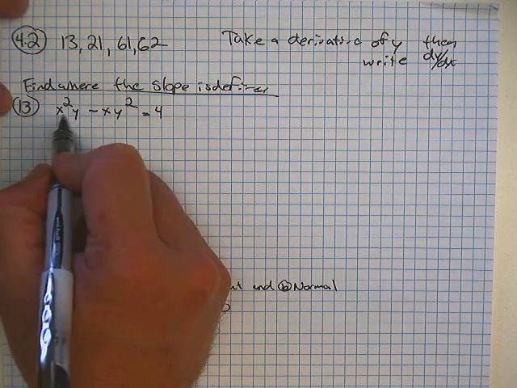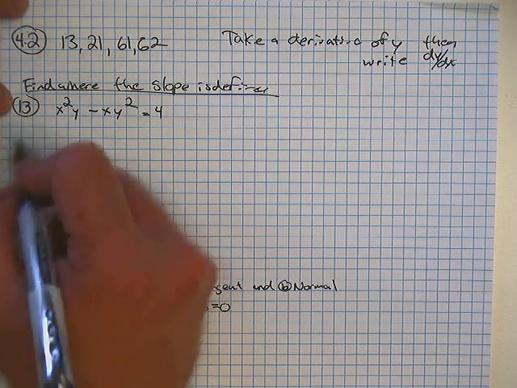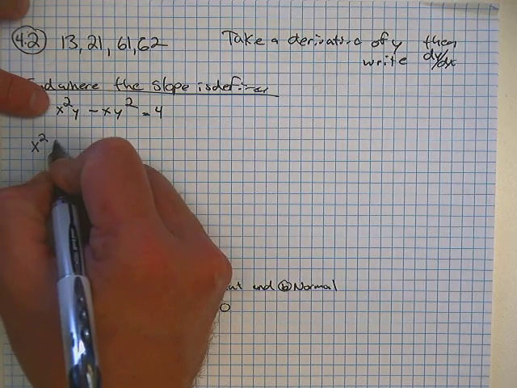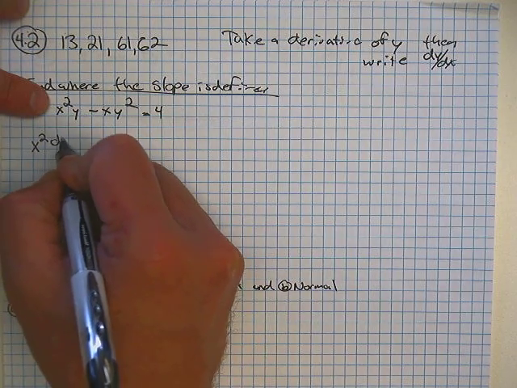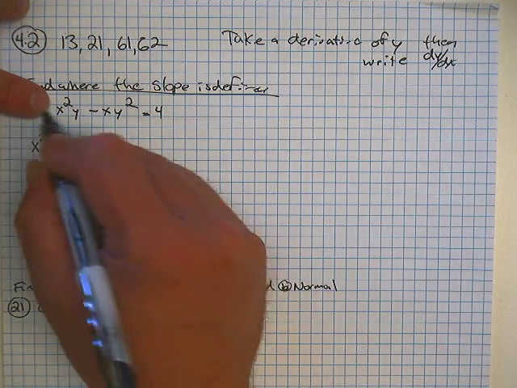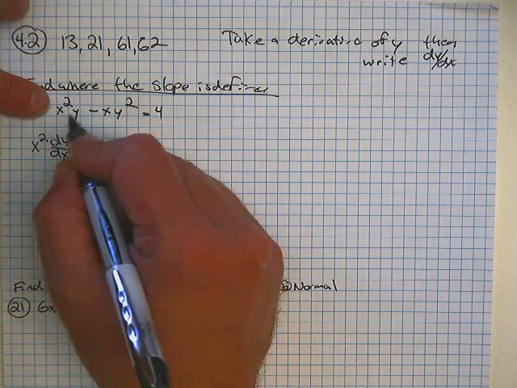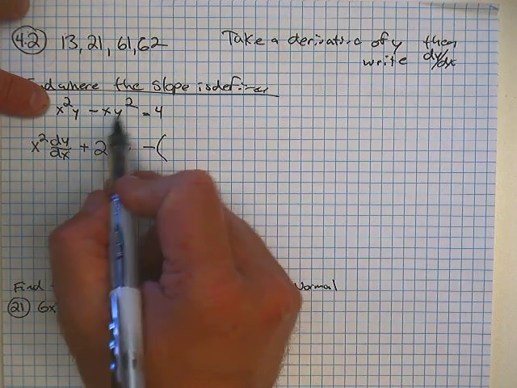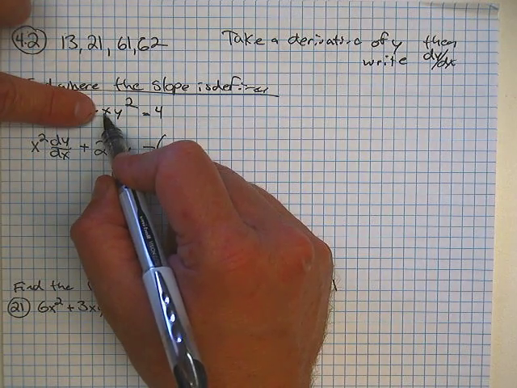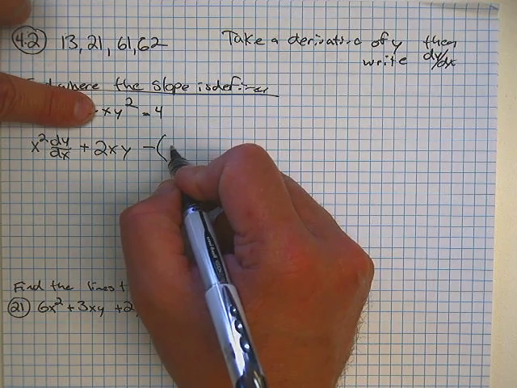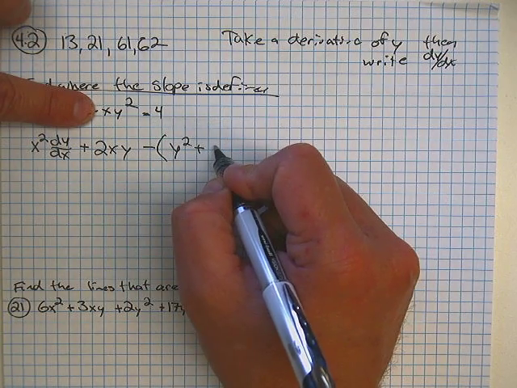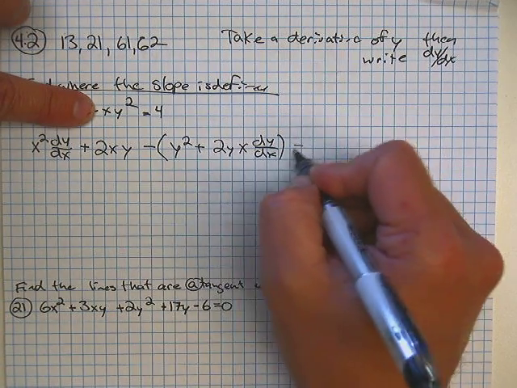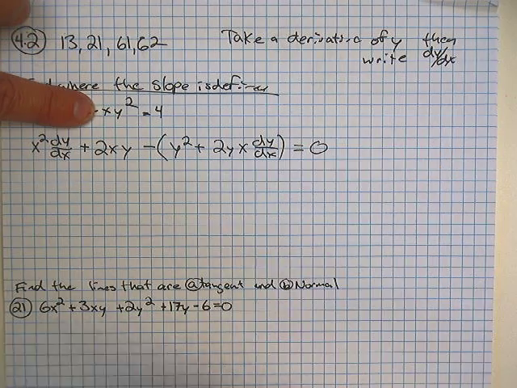We're going to start off with our x squared y. We're going to have to do the product rule. So x squared times the derivative of y, which is 1, but anytime we take the derivative of y, we've got to write dy/dx, plus the derivative of x squared, which is 2x times y, minus, and then I'm going to put parentheses around this so that I can make sure I keep my algebra correct. We're going to do the derivative of x, which is 1 times y squared, plus 2y times x dy/dx equals. Then the derivative of 4 is 0.